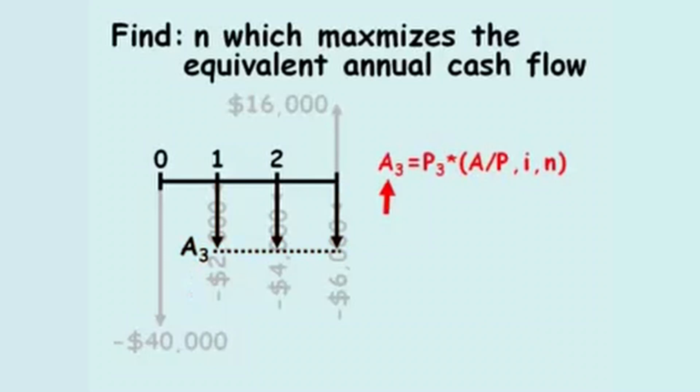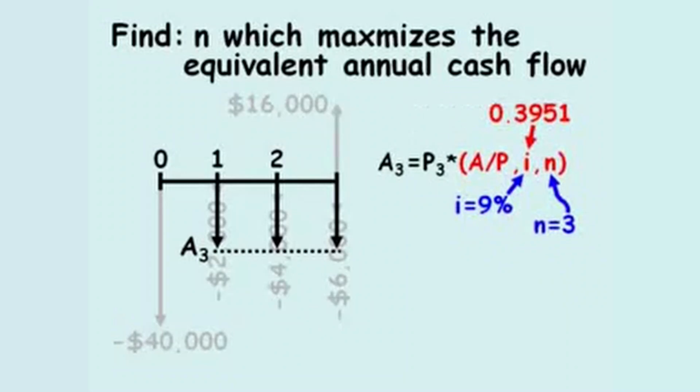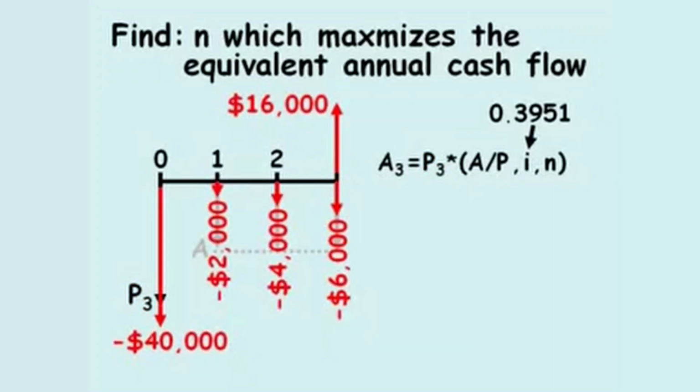A3 equals the equivalent present value for 3 years, P3, times the appropriate discount factor. This discount factor can be looked up in a table after plugging in 9% for I and 3 for N. This discount factor equals 0.3951. The equivalent present value cash flow, P3, equals the single cash flow at the beginning of year 1, which is equivalent to all other cash flows in the diagram.